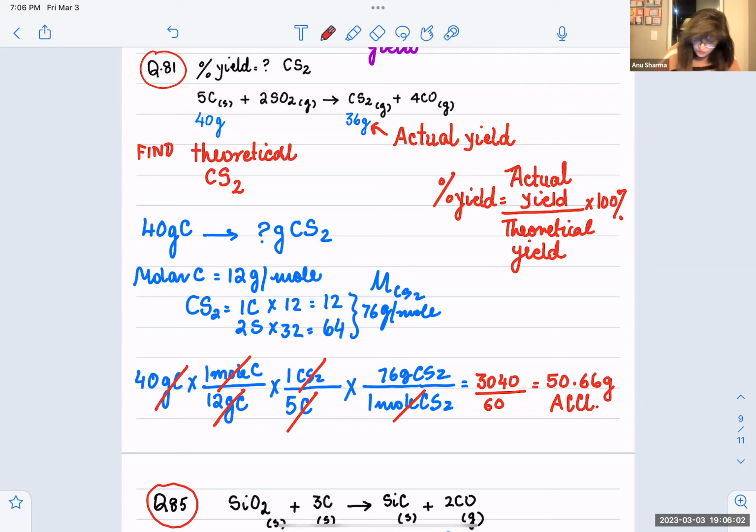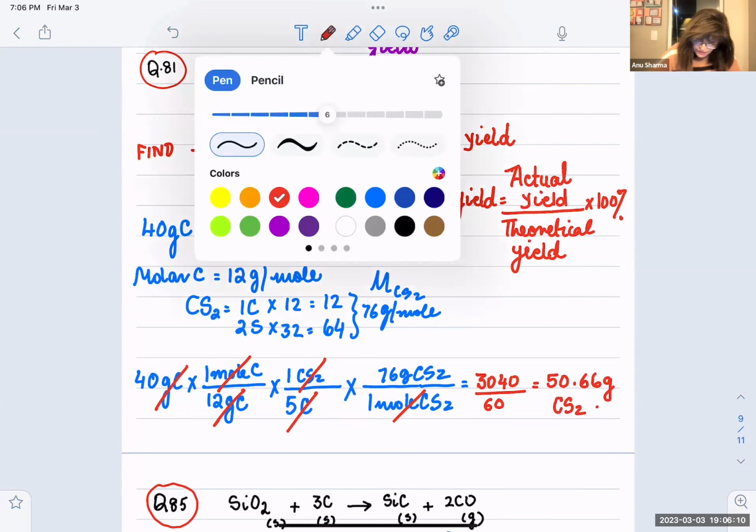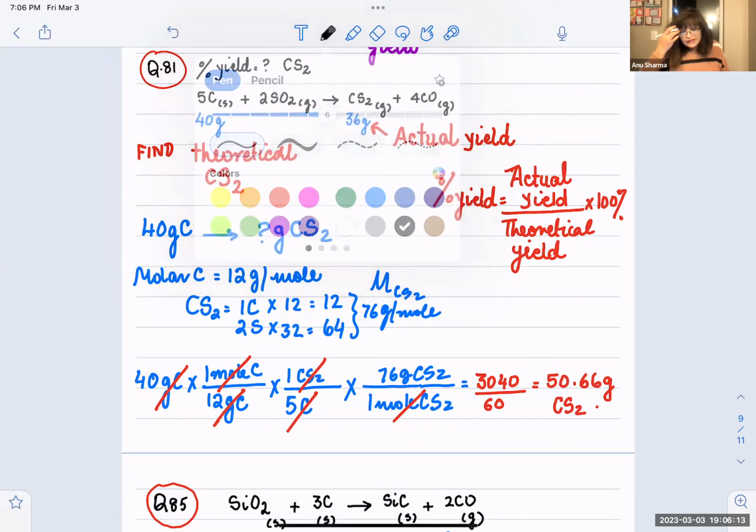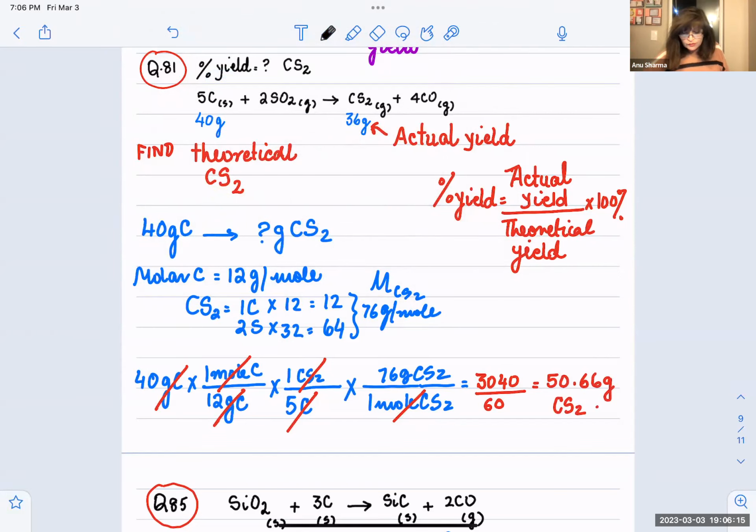Sorry, not AlCl, it's CS2. Now, we are producing, in theory, and always keep this in mind, the actual is always going to be less than the theoretical, always. Because in theory, it's all on paper, but actual is when you actually perform the experiment and are able to get it in your hand.